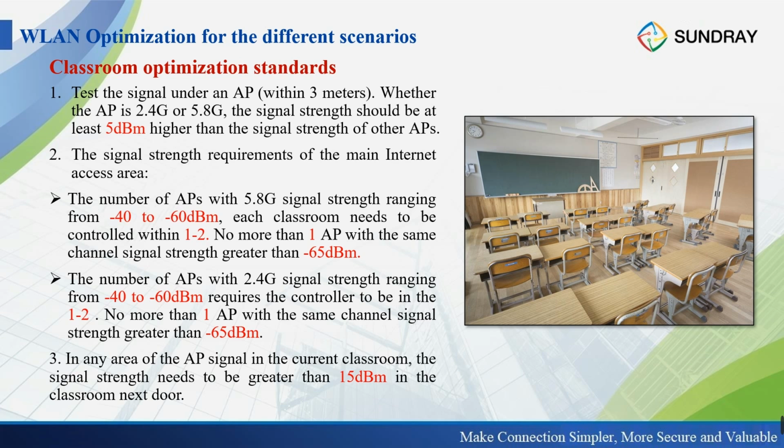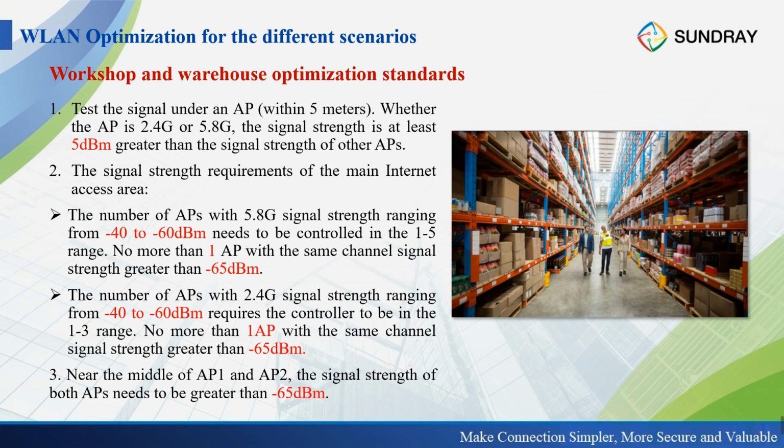And also in the classroom, we need to make sure that there's no more than one AP on the same channel. The co-channel APs are not more than one. And the signal strength should be 50 dB greater than the signal from the neighbor classroom.